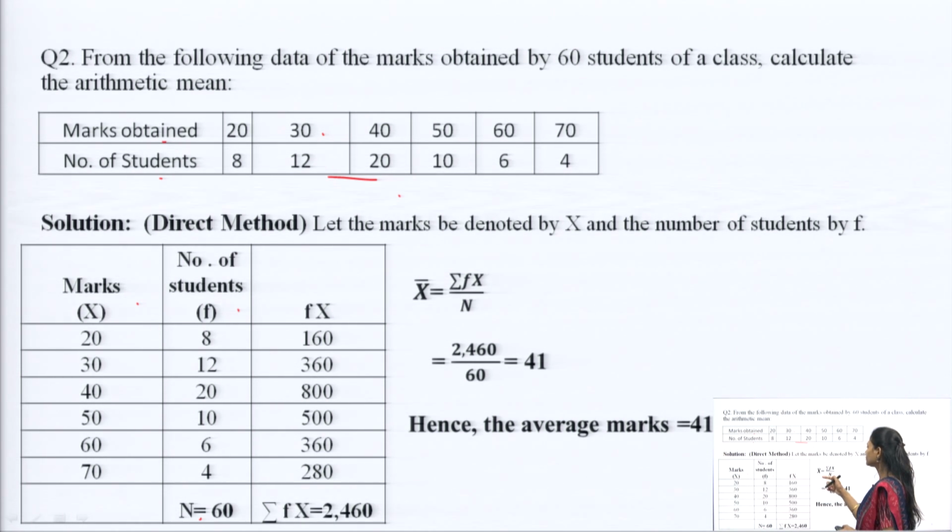Now, the formula says summation of f x over n. I have f, I have x as well, so I have multiplied f into x. 20 into 8 is equal to 160, 12 into 30 gives you 360, 40 into 20 gives you 800, 50 into 10 gives you 500, 60 into 6 gives you 360, 70 into 4 gives you 280. When I add all of these, I get summation of f x, which is equal to 2460.